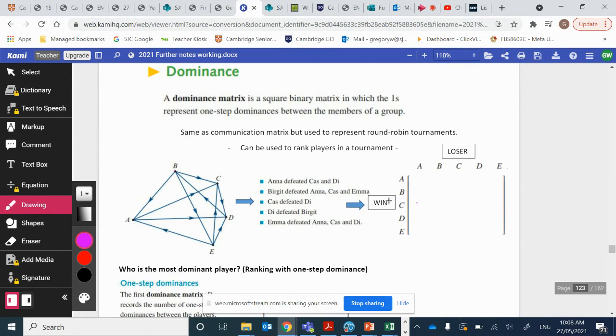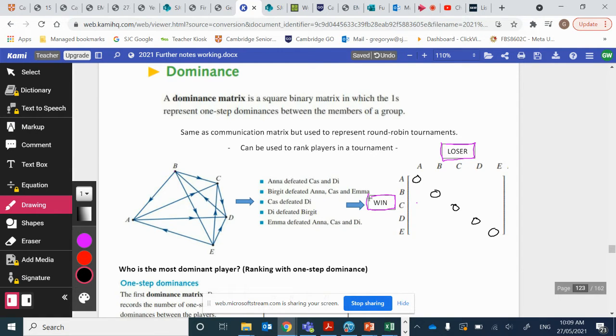So we'll have a look at this one. Now, this is very important. The rows always represent the wins, and the columns always represent the loser. So we'll have a look here. A to A, well, you can't beat yourself. So these one-step or direct victories always have zeros down the diagonal.